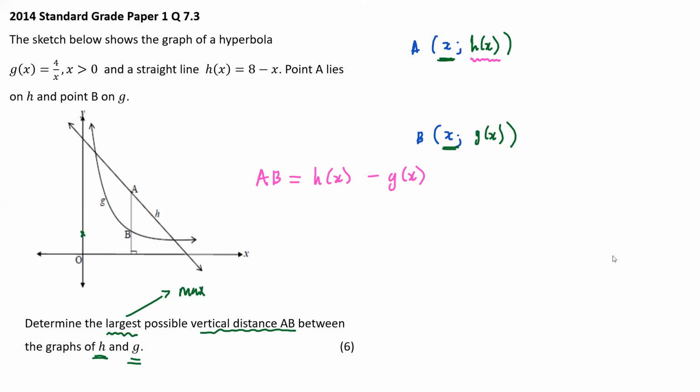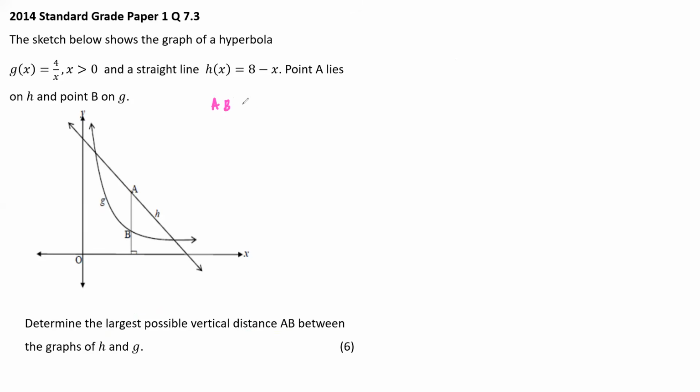All right, so let me get this right. It looks like to me AB is equal to h of x minus g of x. The x values are the same. The h of x is 8 minus x minus the g of x, which is 4 over x. Notice that when I put the negative, I put a bracket. Do the maths with me. We're just getting the formula. 8 minus x minus 4 over x. So in terms of the equation AB, the distance, it's 8 minus x minus 4 over x.